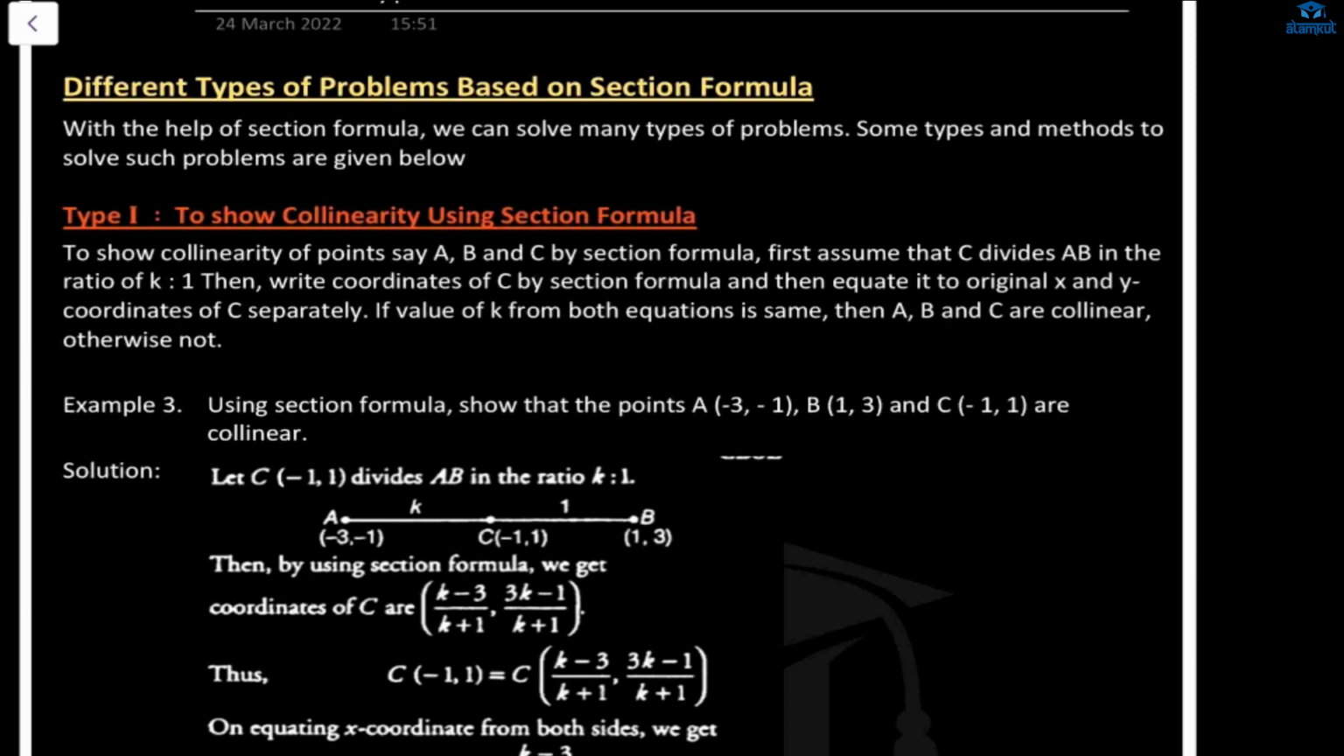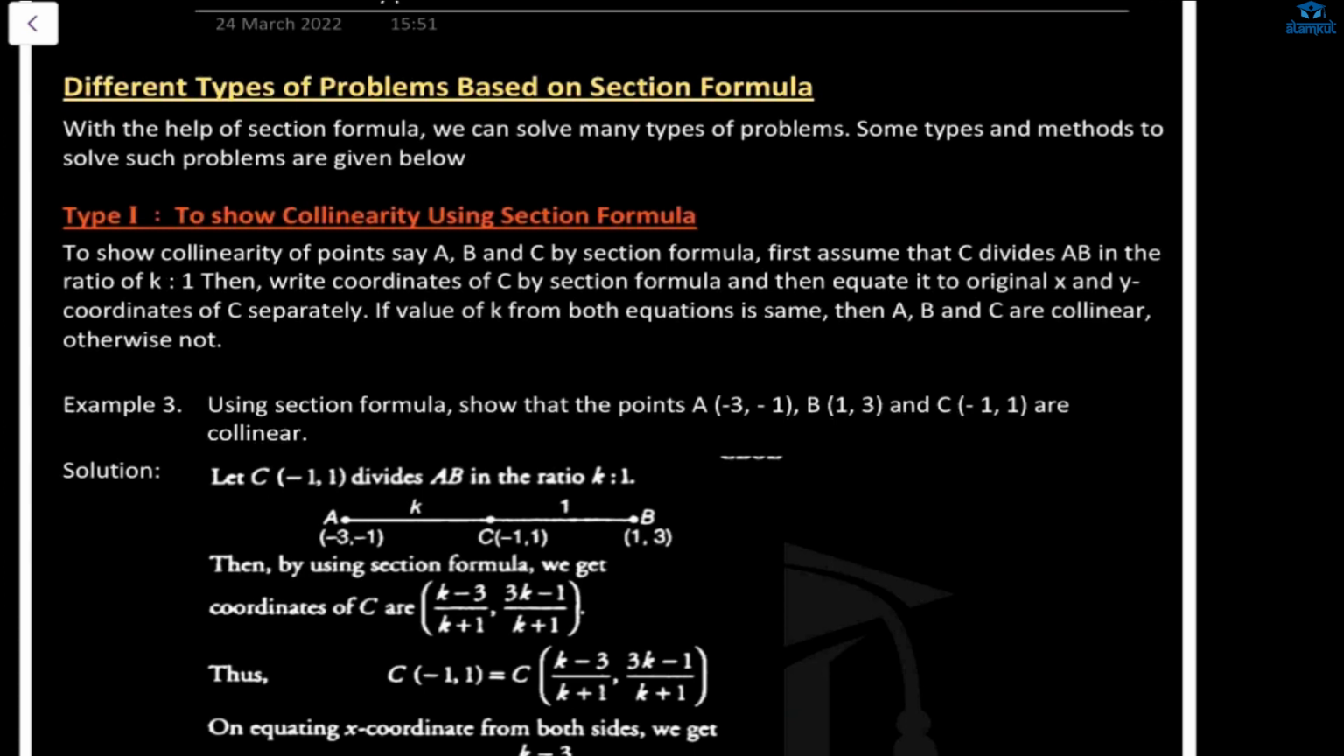To show collinearity of points, say A, B, and C by the section formula, first assume that C divides AB in the ratio of k:1, like we did right now. Then write the coordinates of C by the section formula and equate them to the original X and Y coordinates of C separately. If the value of k from both equations is the same, then A, B, C are collinear, otherwise not. Have you understood what I said? Ma'am, to be honest, I didn't get it.